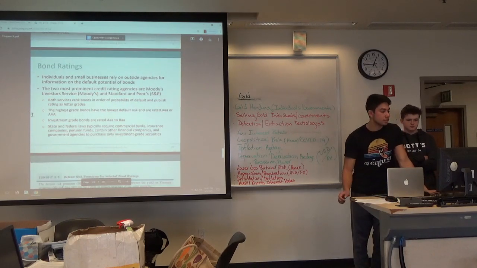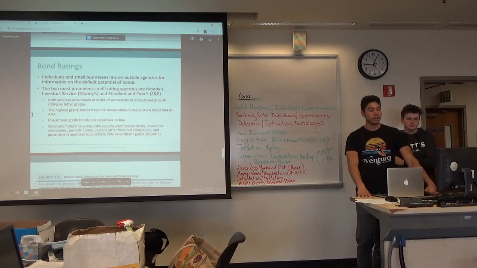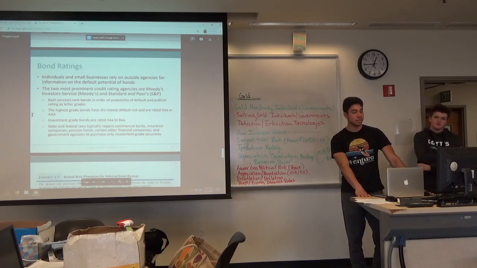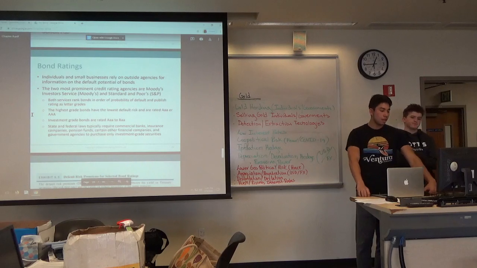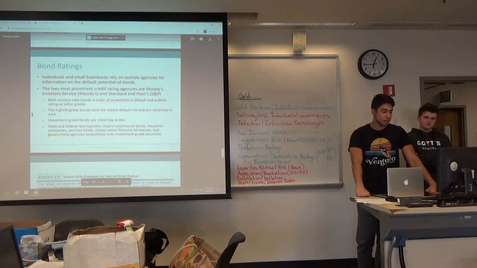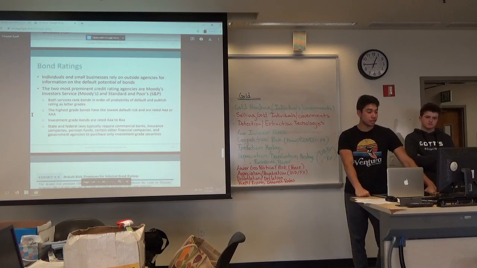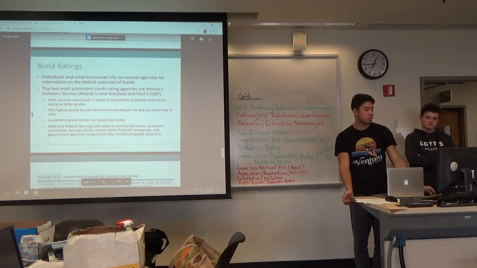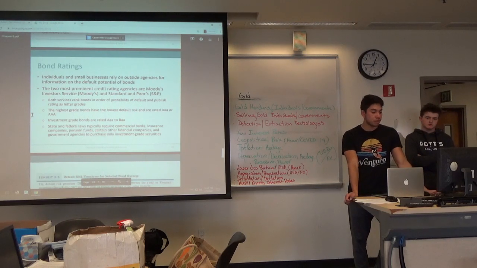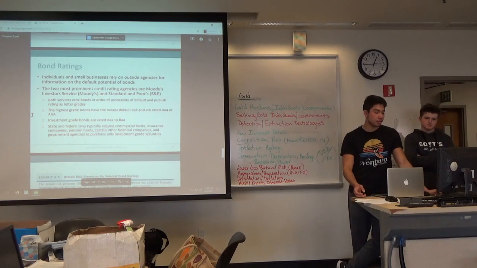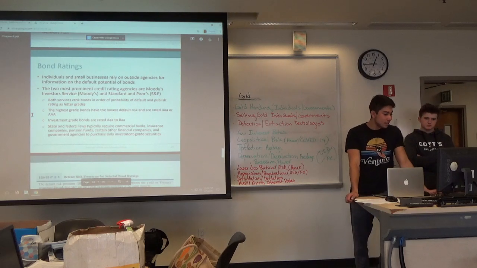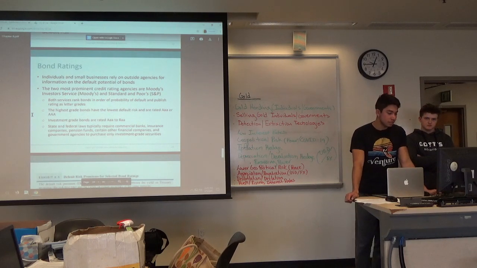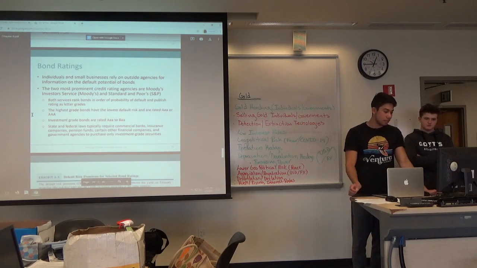And then bond ratings. Individuals and small businesses rely on outside agencies for information on the default potential of bonds. The two most prominent credit rating agencies are Moody's Investors Service and Standard & Poor's, or S&P. Both services rank bonds in order of probability of default and publish ratings as letter grades. The highest grade bonds have the lowest default risk and are rated AAA. Investment grade bonds are rated AAA to BBB.